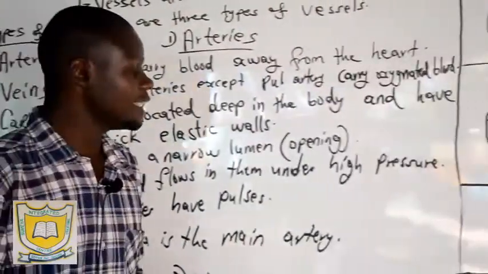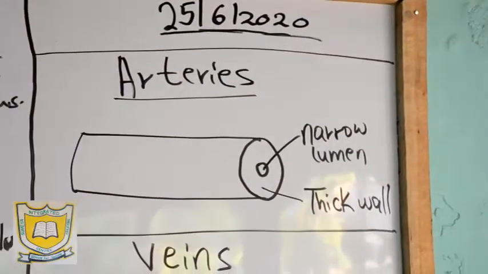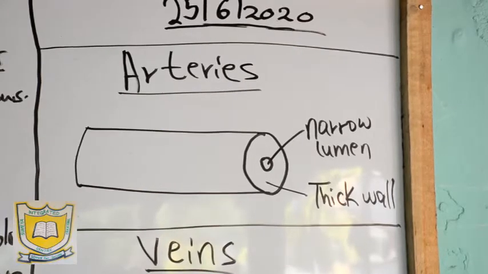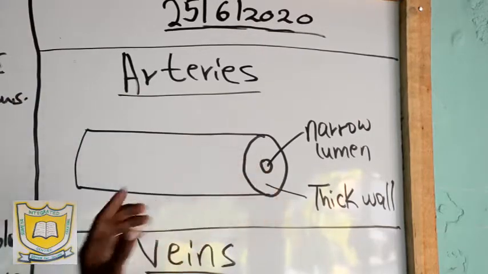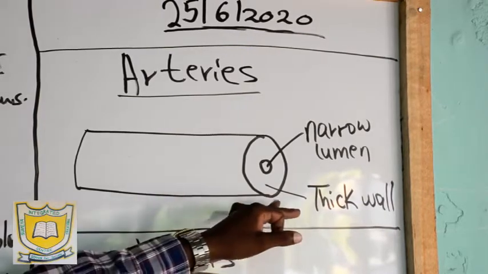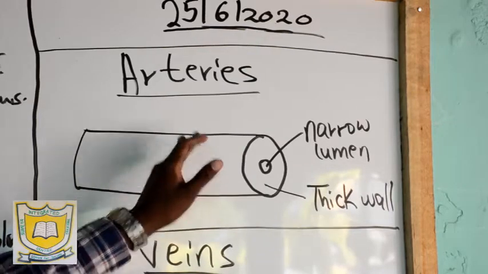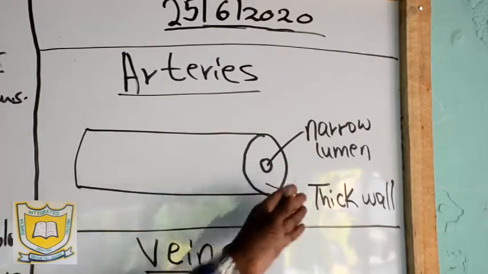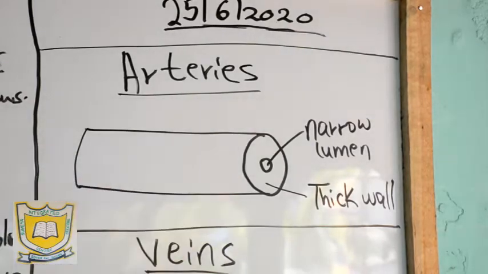Now there is a picture here for the artery. We have said that an artery is a blood vessel which is located interior to the body, inside the body tissues. We have also discussed that the lumen, or opening inside the artery, is very narrow, and also the walls are thick and elastic. Why does it have thick elastic walls? To withstand the high pressure that the blood flowing in them has.